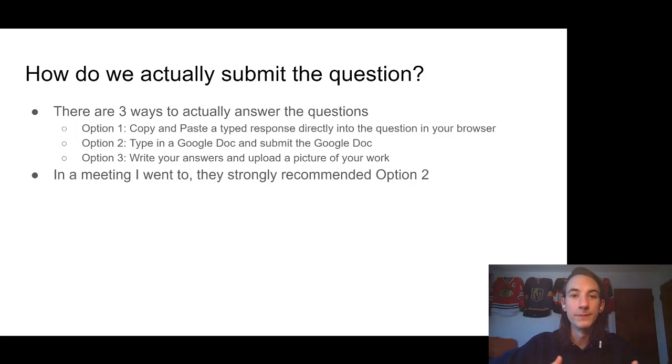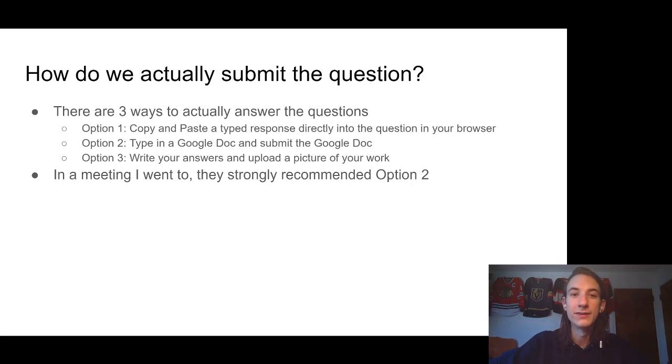So option 1 is you copy and paste your typed responses directly into the question in your browser. So when you insert your AP exam ID and you get to that website, it'll show the question, and then there will be spots to actually input your answer. So they're saying option 1 is you just type it in a Google Doc, copy and paste those words, and put it right into the AP website. Option 2, the one they recommend, is do all of your work in a Google Doc, and then you're going to download that Google Doc and just attach it.